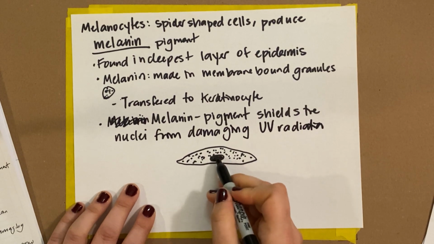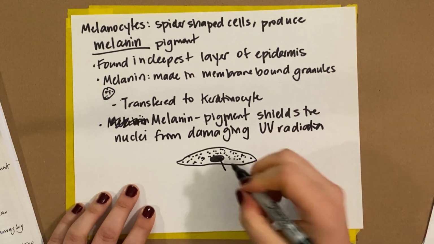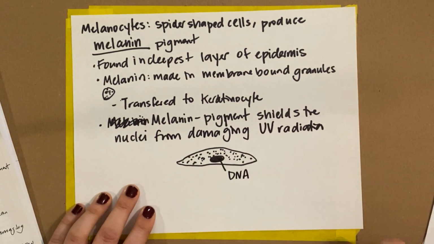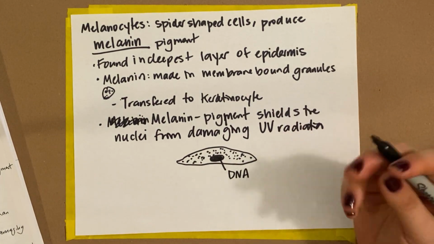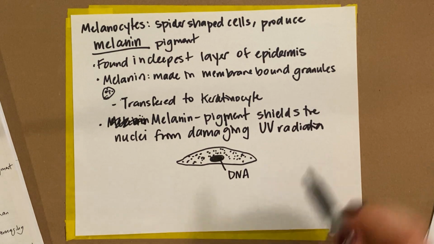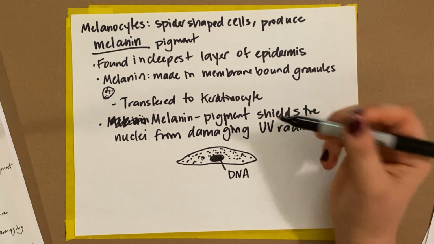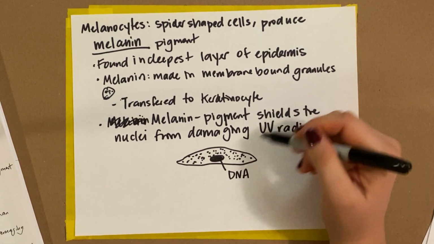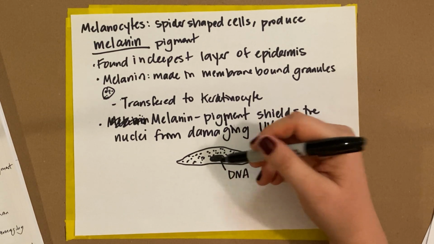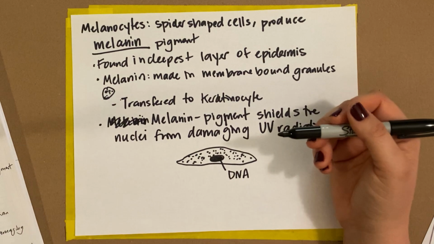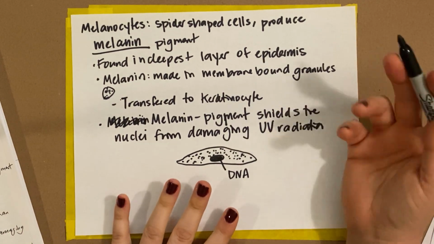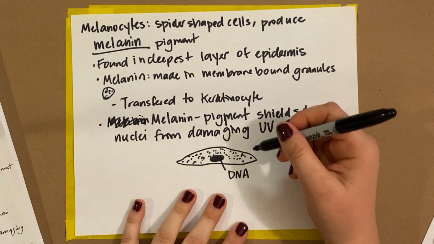Okay, so if you remember, in the nucleus we have DNA, and DNA can be manipulated and damaged by certain types of chemicals and radiation. And so UV will actually come in here and can damage the DNA. And if the DNA is damaged, then that can cause issues. Okay, so like we'll talk about skin cancer in a little bit.